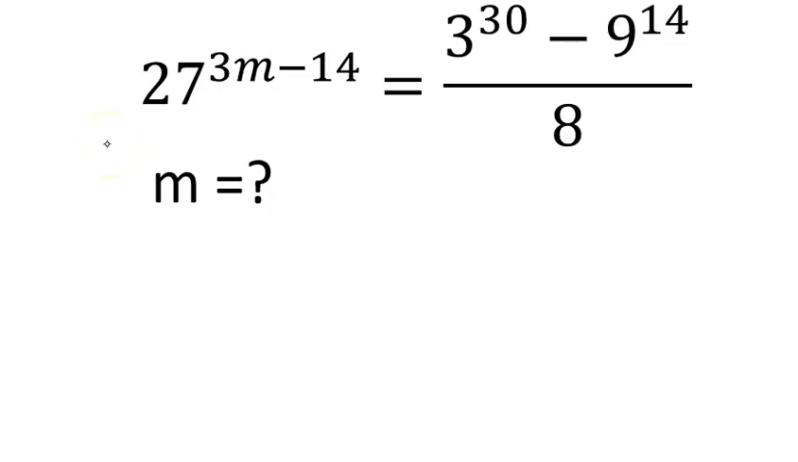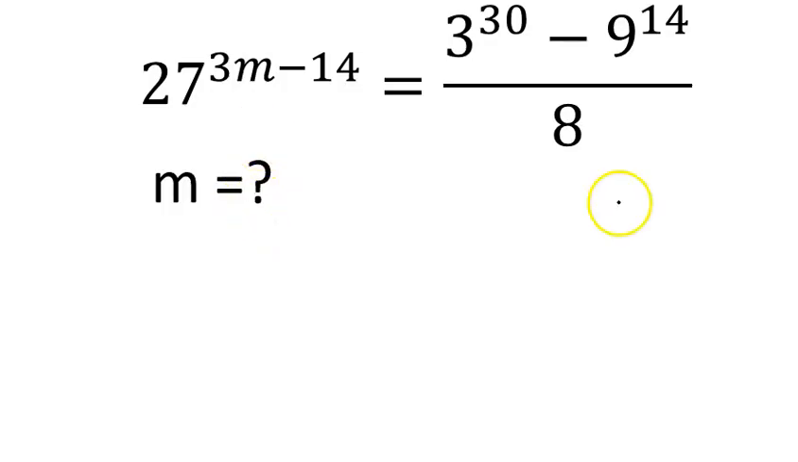In this video, we are to find the value of m if 27 raised to the power 3m minus 14 is equal to the fraction with numerator 3 raised to the power 30 minus 9 raised to the power 14, over 8. Let's see how we are going to solve this question. This is a question in indices.